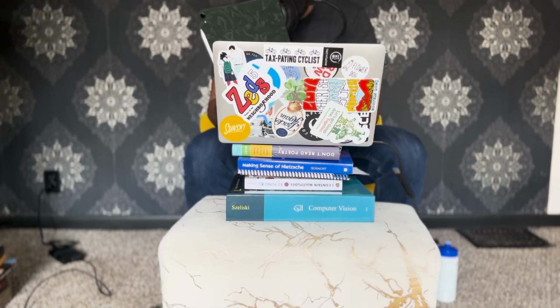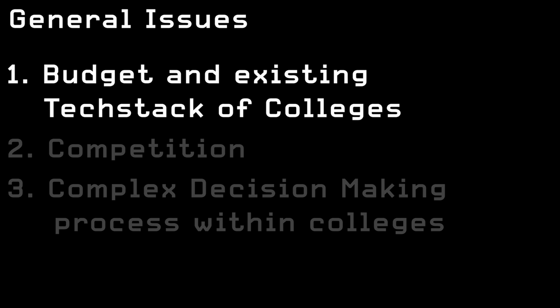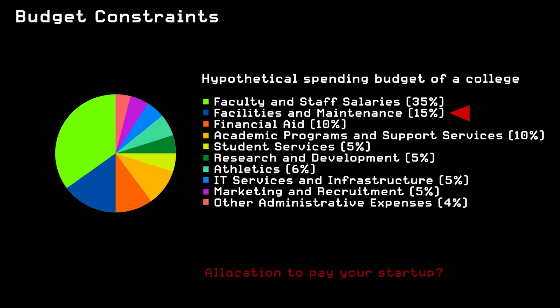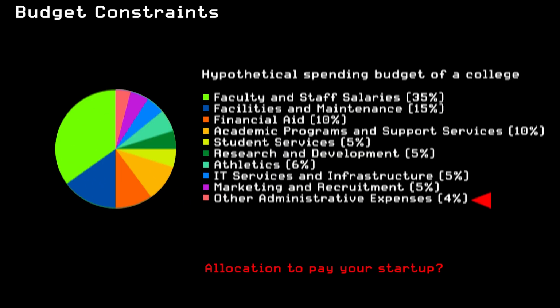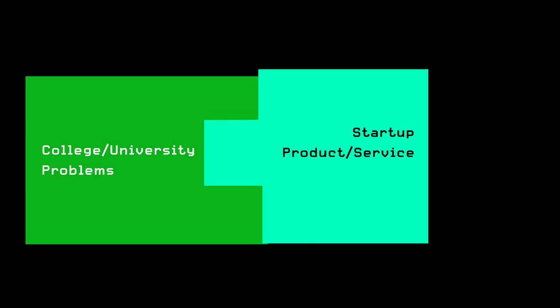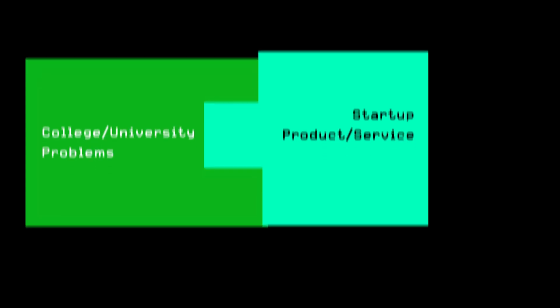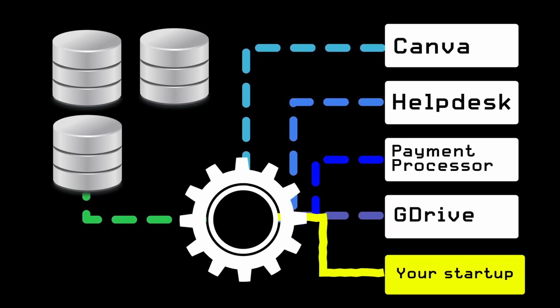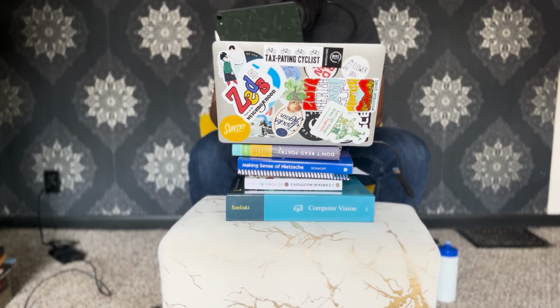General issues that startups at any level may face are the budget and the existing tech stack of the colleges. Dealing with colleges' different budget constraints and their current investment in their current solution and tech stacks might be an issue. Startups need to ensure that their product solves a problem that the colleges really desire and that the startup's products are effective. They also need to ensure that they can integrate properly with the college's tech stacks. It also comes down to the sales team's magic to convince the school at this point.